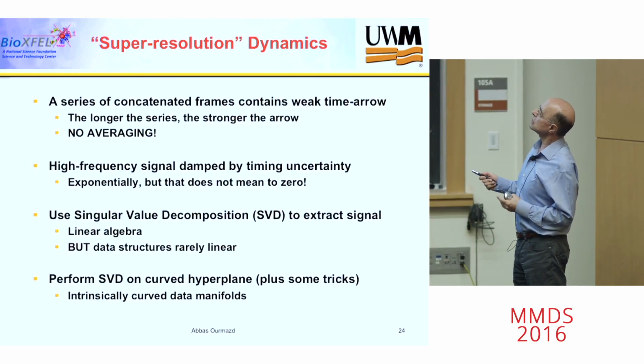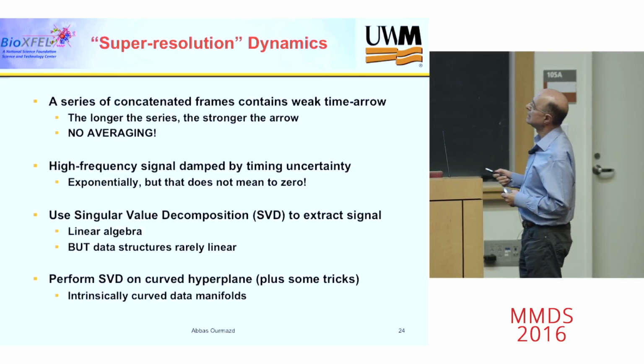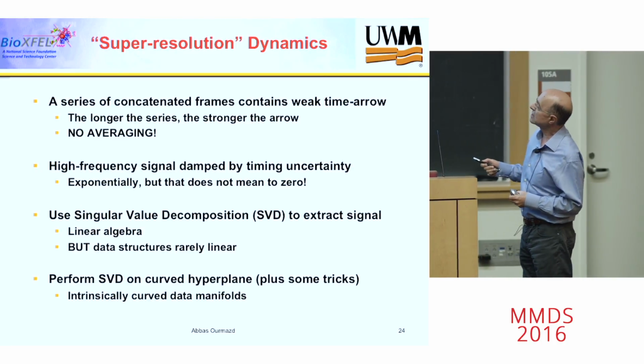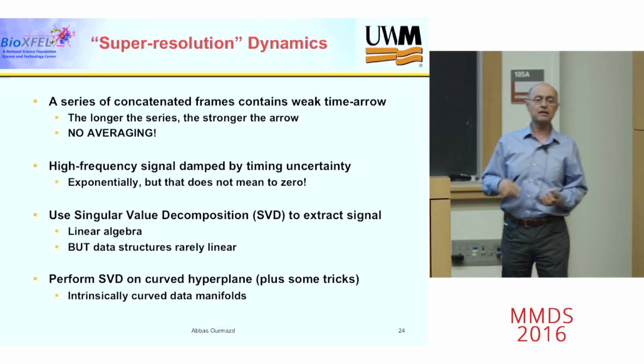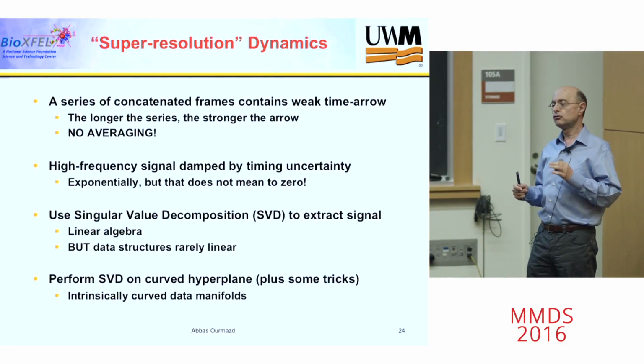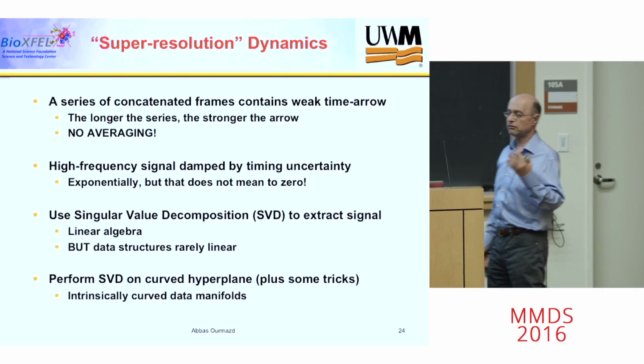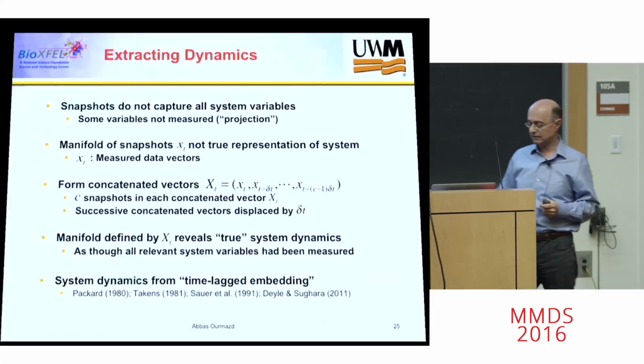Now, the technique we use, of course, is to recognize that you can use SVD to extract the signal. However, we perform the SVD on a curved hyperplane. The point is that the intrinsic structure of the data is not linear, and so normal SVD is an inefficient way of dealing with that, and so we essentially perform SVD on the curved manifold.